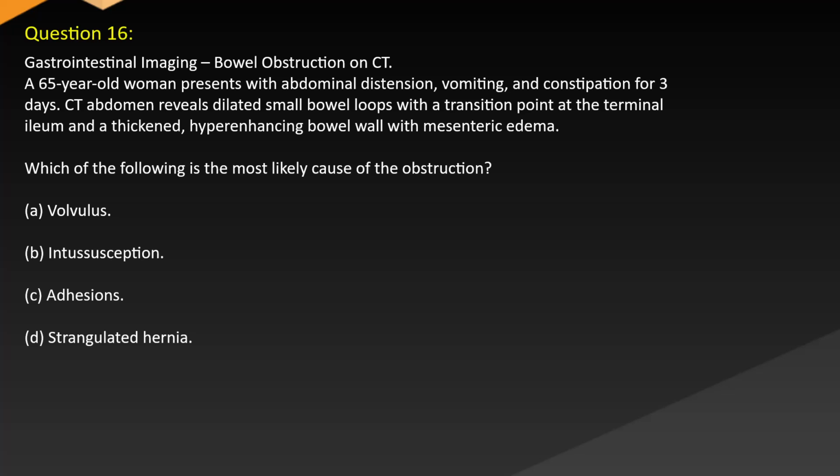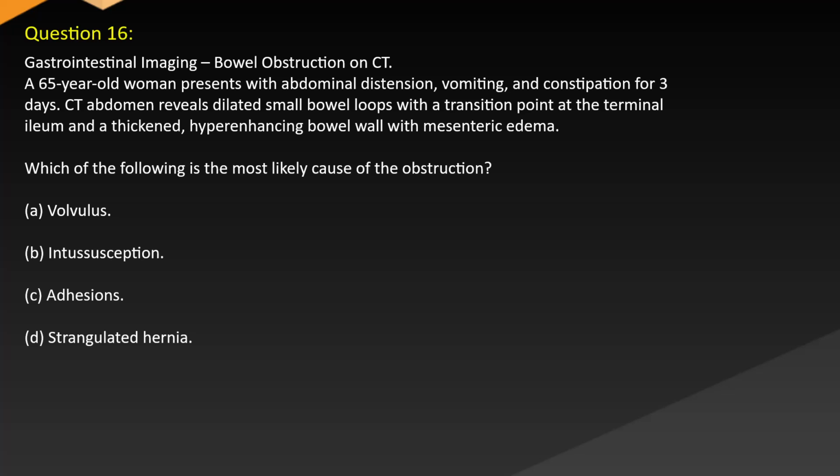Question 16. Gastrointestinal imaging. Bowel obstruction on CT. A 65-year-old woman presents with abdominal distension, vomiting, and constipation for 3 days. CT abdomen reveals dilated small bowel loops with a transition point at the terminal ileum and thickened, hyperenhancing bowel wall with mesenteric edema. Which of the following is the most likely cause of the obstruction?